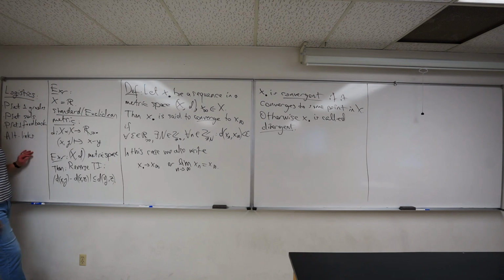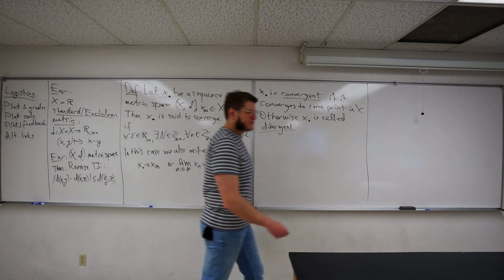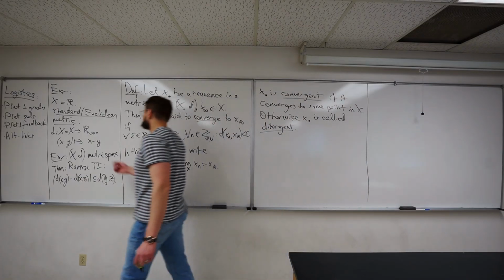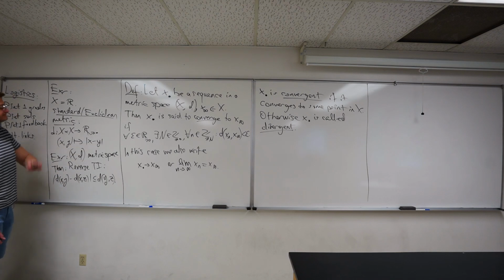If X is the reals, then the standard Euclidean metric is this function. You take two points in your real line, and the distance between them should be their difference, except that you want to put absolute values, because otherwise, if, for instance, x were 0 and y were 5, you would want the distance to be 5, not minus 5. And so you put absolute values here. Now it's a metric.